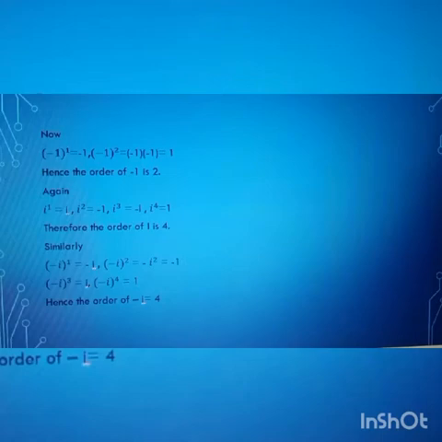Again, i raised to 1 is i, i raised to 2 is negative 1, i to the power of 3 is negative i, and i to the power of 4 is 1. Therefore, the order of i is 4. Similarly, negative i to the power of 1 is negative i, negative i to the power of 2 is negative 1, negative i to the power of 3 is i, and negative i to the power of 4 is 1. Therefore, the order of negative i is 4.